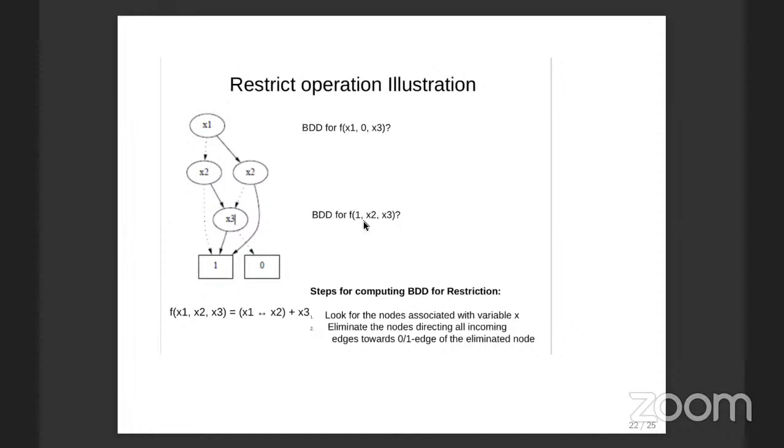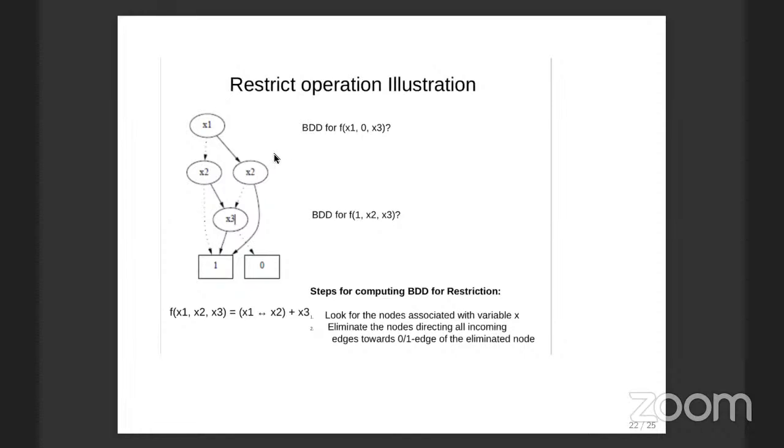Or you may want to restrict the first argument. So here the step is very simple. It's all manipulation on these graphs. You go down the chain and look for nodes that are associated with that particular variable. In the first case, it is x2. Here there are two nodes that store variable x2, and that is now to be restricted to 0.